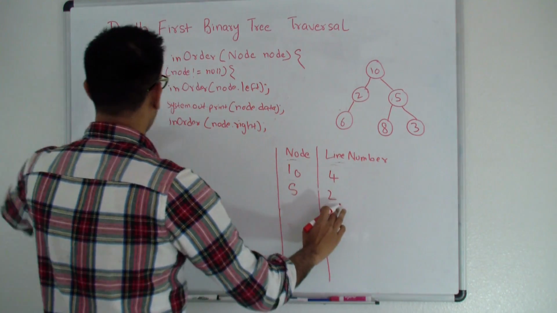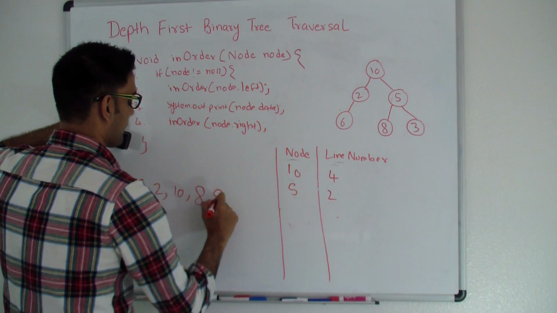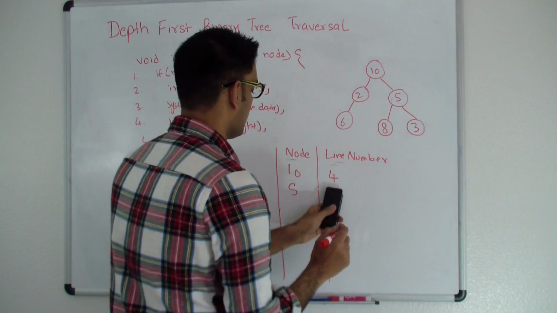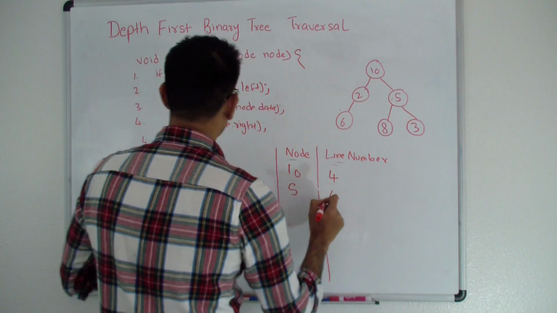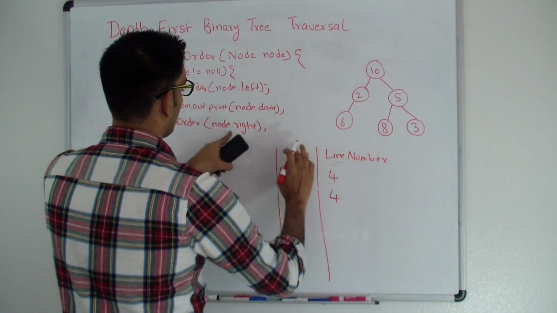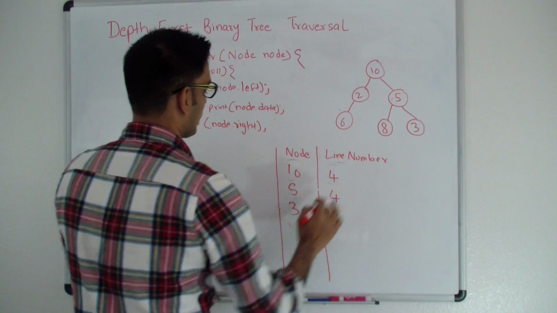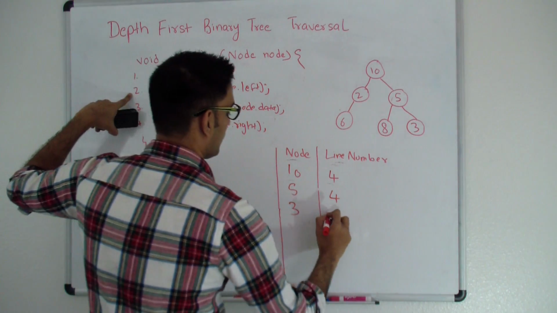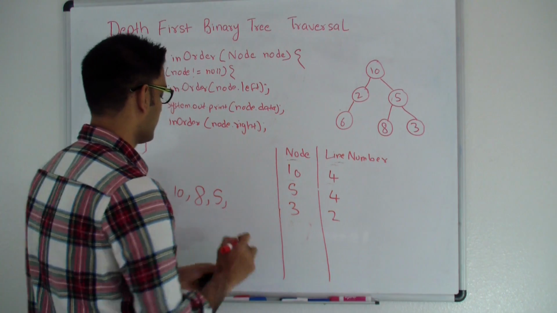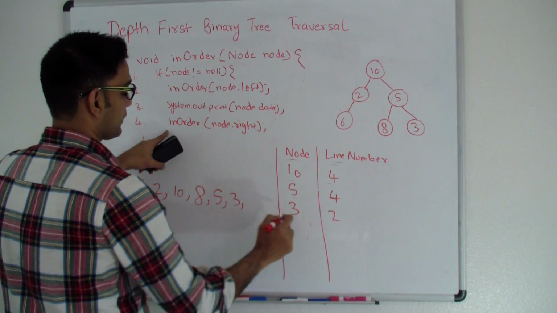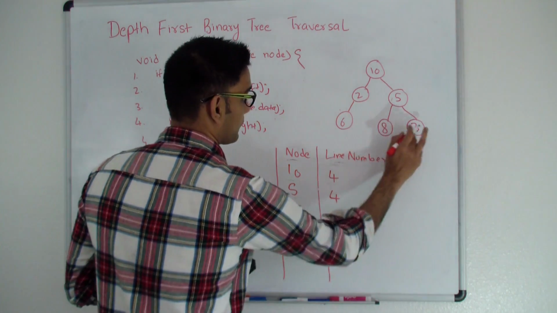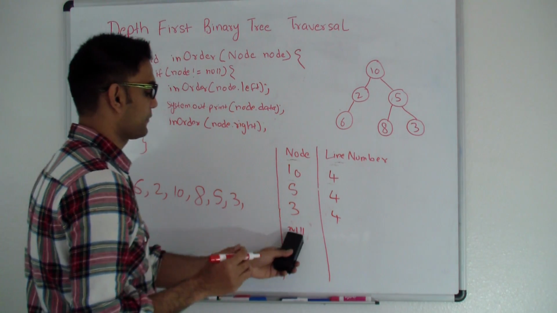So 5 executed line number 2, so we're going to print 5. And then it's going to go in its own recursion. So that's line number 4, node.right, so node's right is 3. So 3 is not null, so it's going to go in its own recursion. That is null, so it comes back from there, prints 3, then goes to 3's right, which is also null. 3's right is also null, so it comes back from there as well.